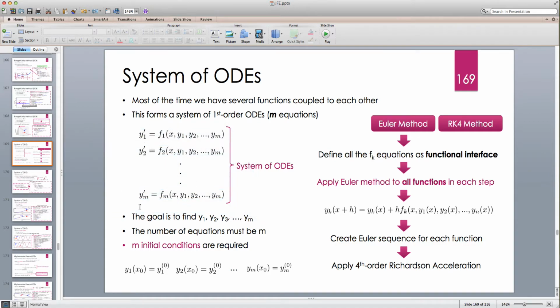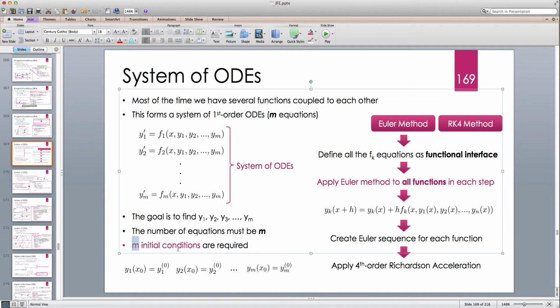y1 prime, y2 prime, ym prime. So we have m equations, and these are equal to f1 of x, y1, y2 to ym. So x is the variable, y1, y2, and ym are functions, real functions, the functions that have real value, right? And the goal is to find y1 all the way to ym, and we have m equations. We cannot have less than that, and if we have more than that, we cannot have a unique solution.